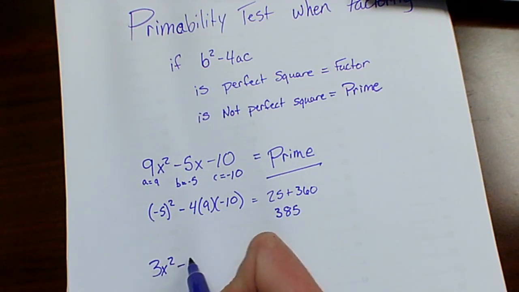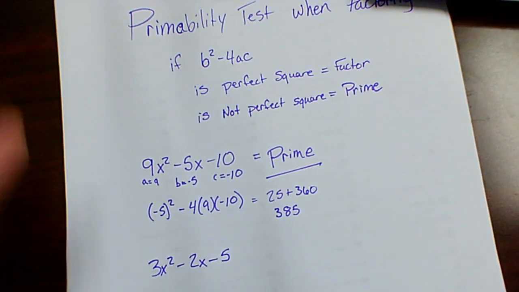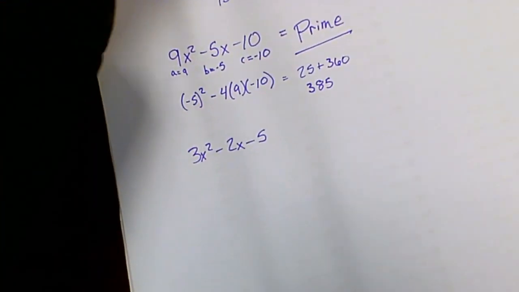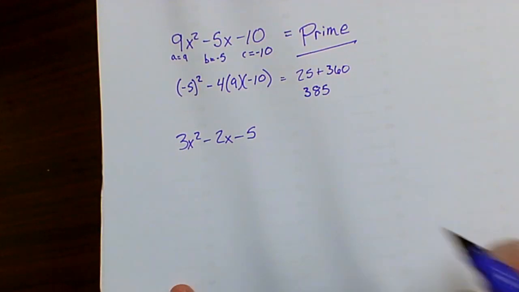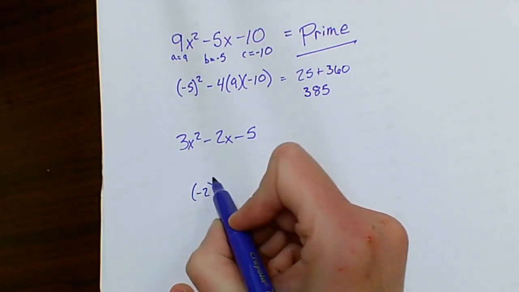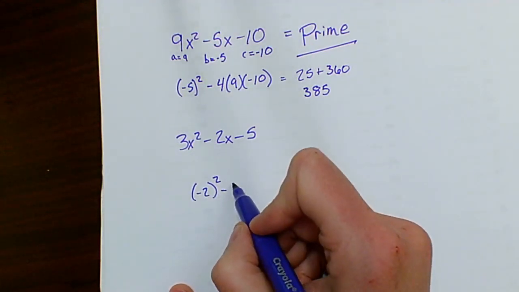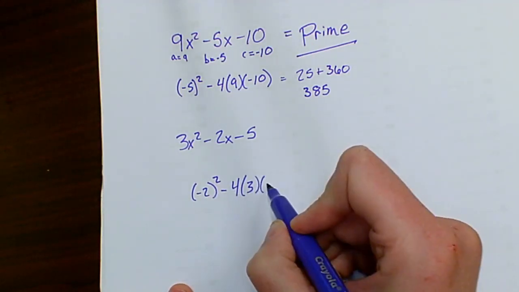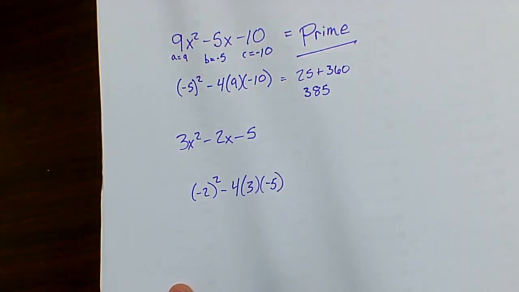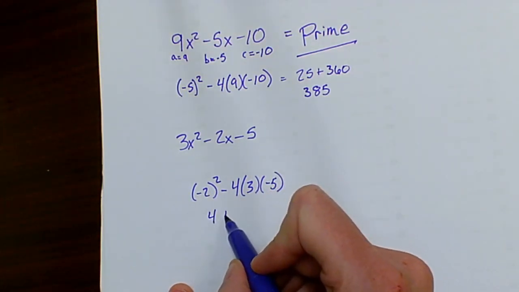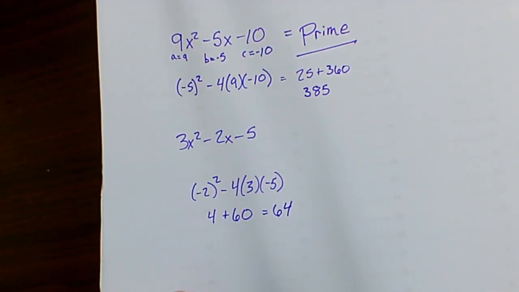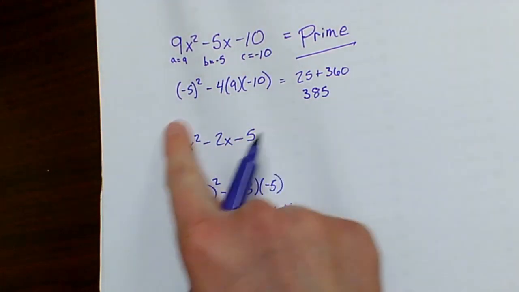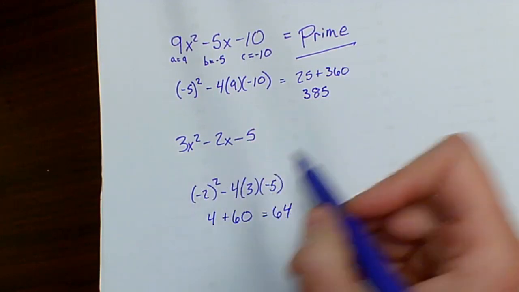(3x squared minus 2x minus 5). So let's go ahead and use the primability test to see if this can be factored. b squared, negative 2 squared, minus 4 times 3 times negative 5. We have 4 plus 60, which is 64. 64 is a perfect square because 8 times 8 is 64. So this is factorable, and you would go ahead and factor it.